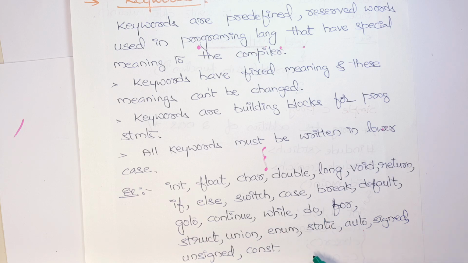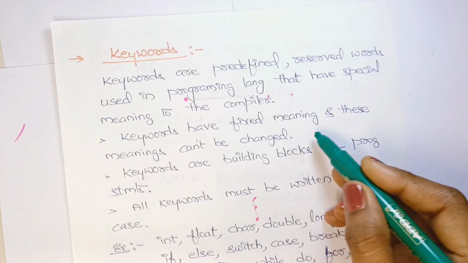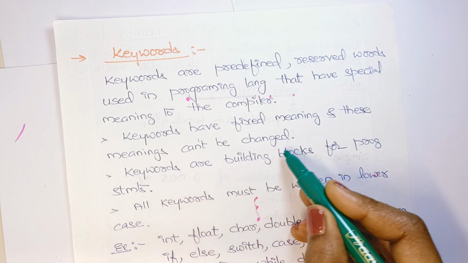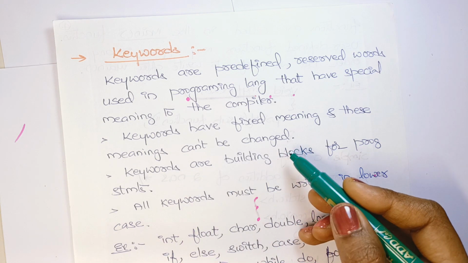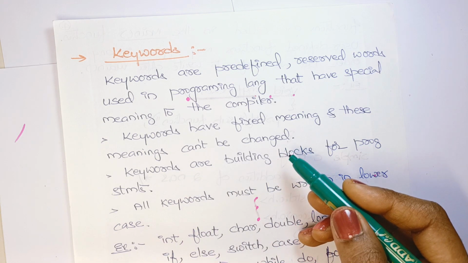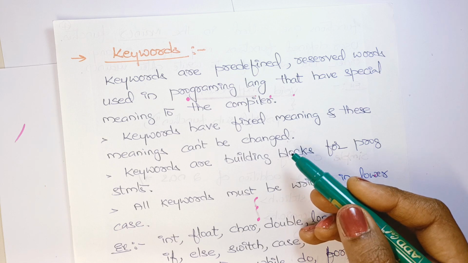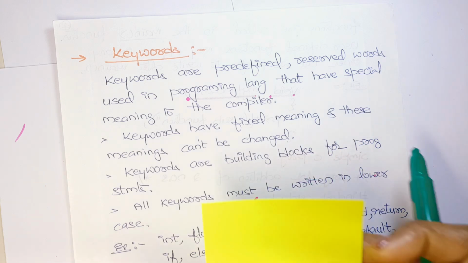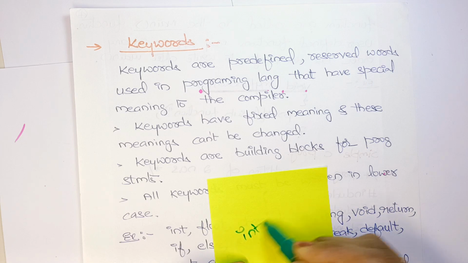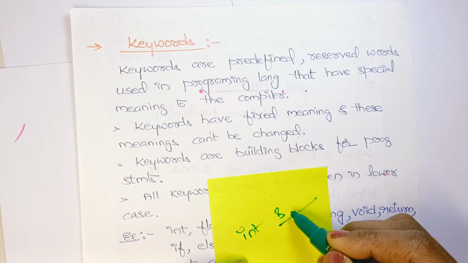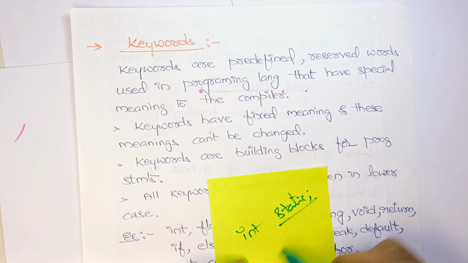All these are keywords. These keywords are already predefined, reserved words, and they can be understood by the compiler. Keywords have a fixed meaning and these meanings cannot be changed. You cannot use a keyword name as a variable name. For example, you cannot use int or static as a variable name.